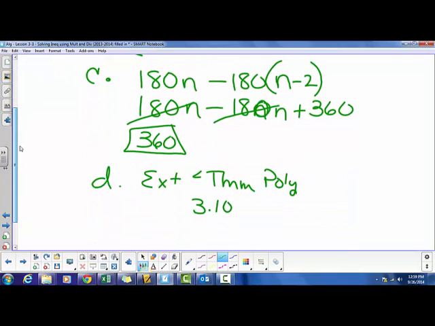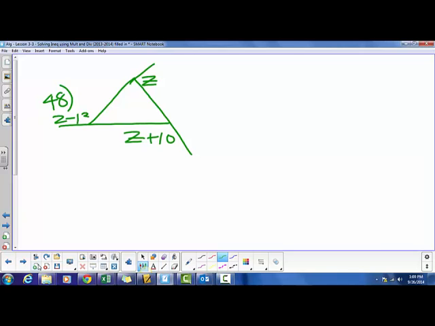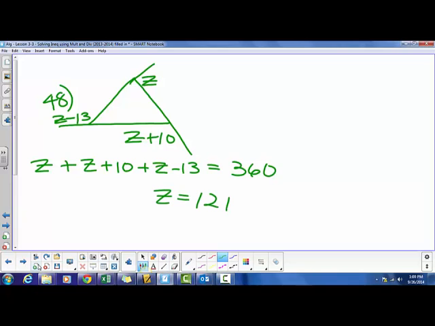Number 48. All right. Okay, so I know that the sum of the exterior angles of a polygon equals what? 360. Okay, so that means that z plus 10 plus z minus 13 all have to equal 360. So when I solve, I find out that z equals 121.